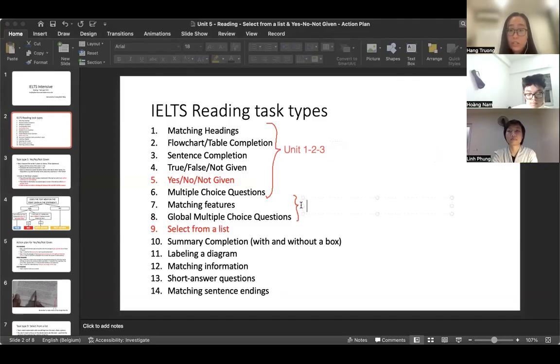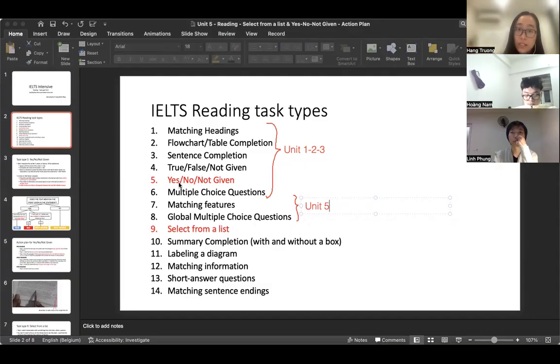And the reason is just because I don't think that these 2 task types need specific guidance from the teacher. You can definitely work on them alone because the strategies for them are very similar to the things that we have already discussed beforehand. So today I will focus on Unit 5, which is going to focus on select from a list, which is a different task type. And also today we will focus specifically on yes, no, not given.